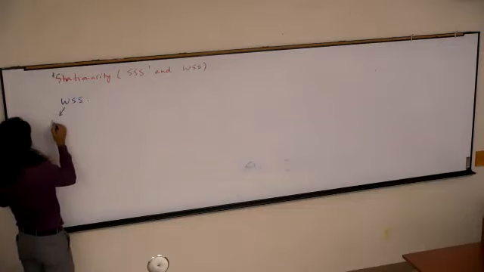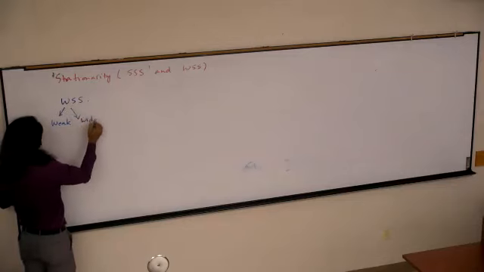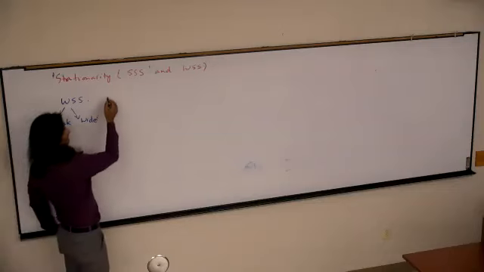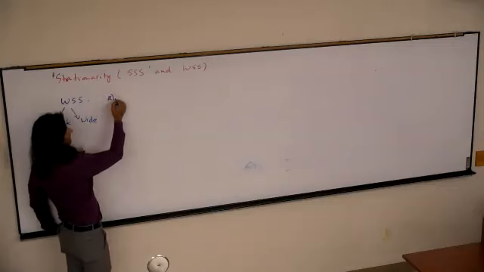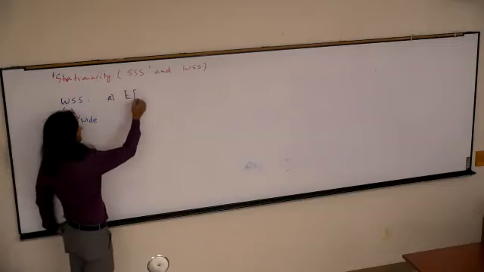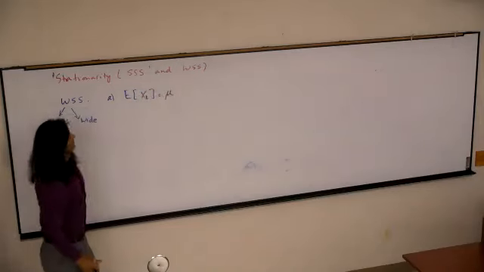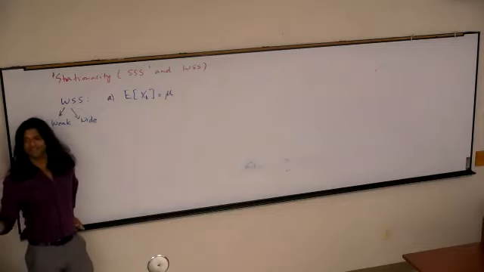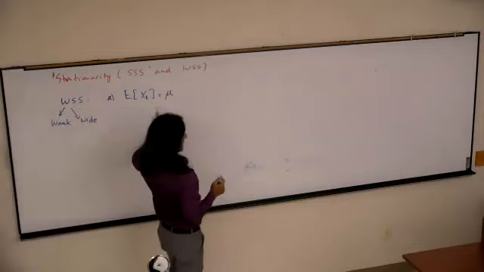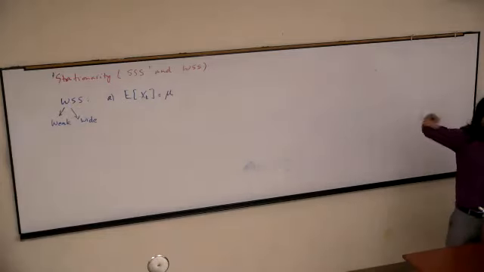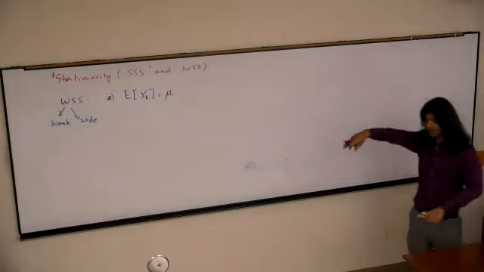W stands for either weak or wide. Conditions. The expectation of the series, mu, is constant for all t. That is our level. This is something we have seen since day one. I've kept drawing that red line, blue line, going through some level.